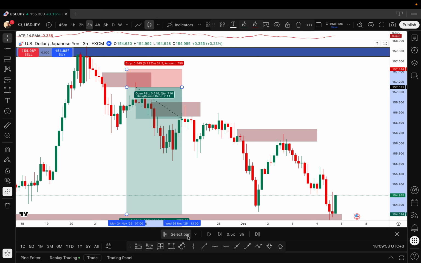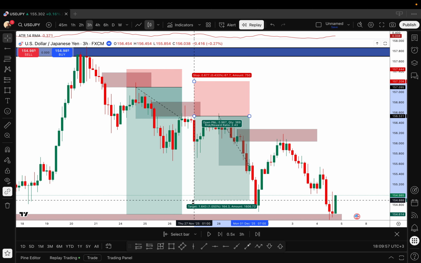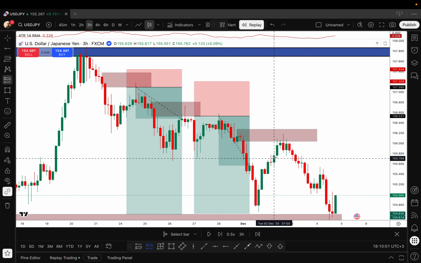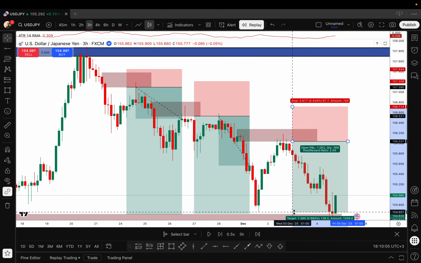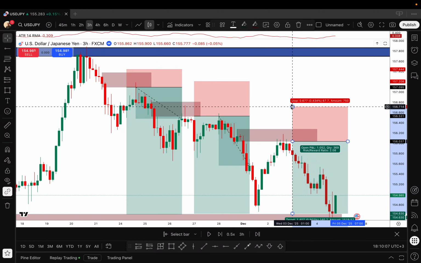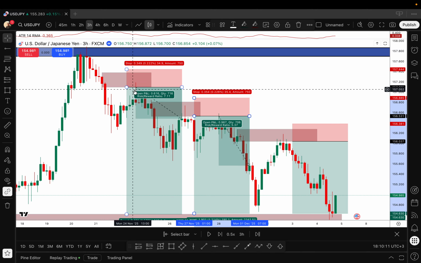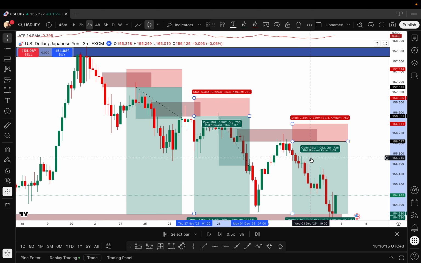This one is 200 pips. And then we have another one which is 190. And then we have another one which is 140. So this one we risked 1:7, this one 1:5, this one 1:4.